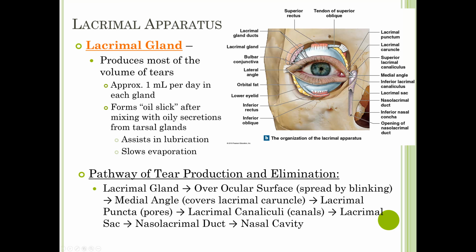After it passes through these holes, it's going to pass through these two little canals here. These are called lacrimal canaliculi. A single one would be a canaliculus. So you have a superior lacrimal canaliculus and an inferior lacrimal canaliculus.